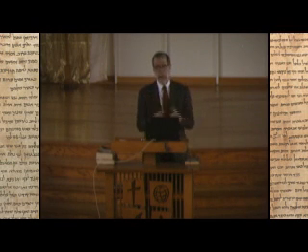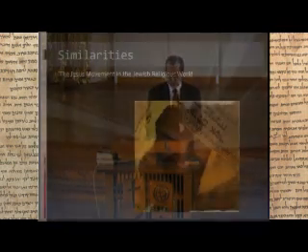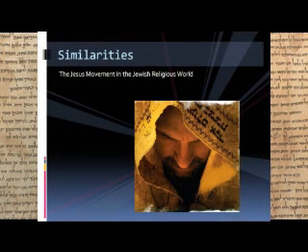So with that perspective in mind, we then turn to the Jesus movement, the Jewish religious world, and what these scraps tell us about the religious world of the late Second Temple period.